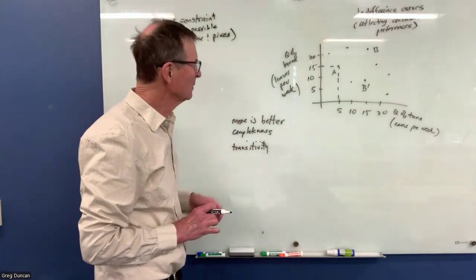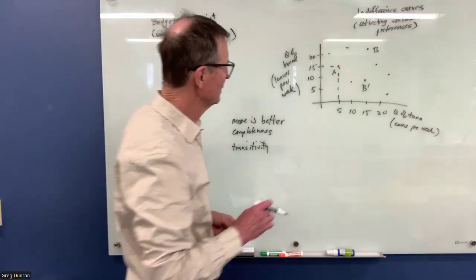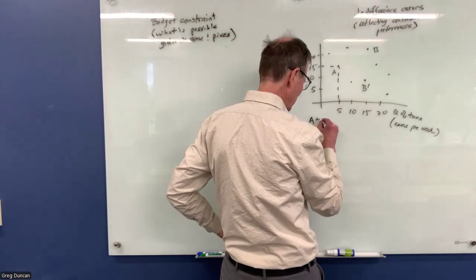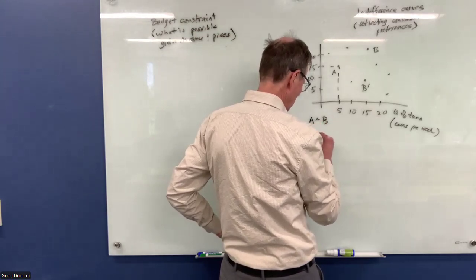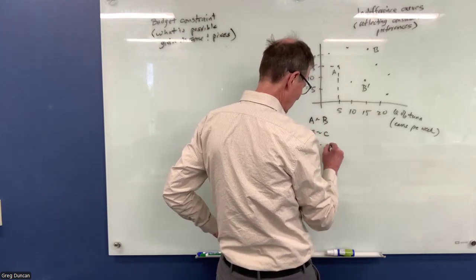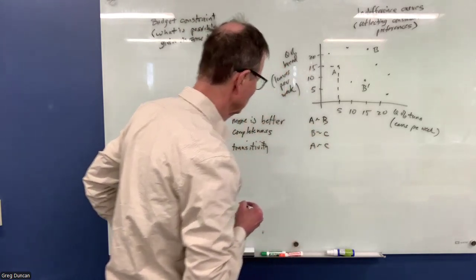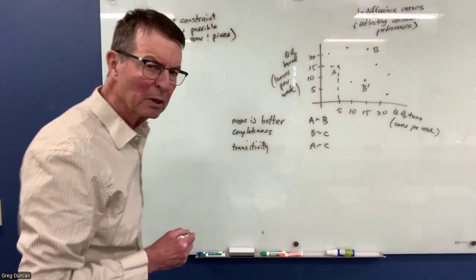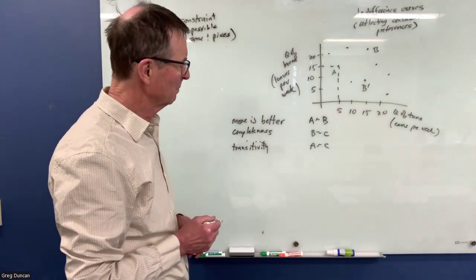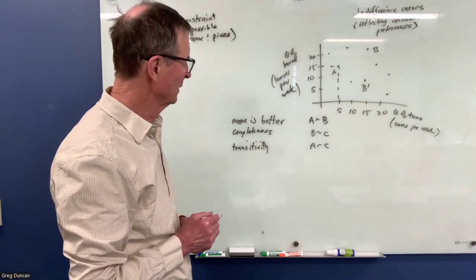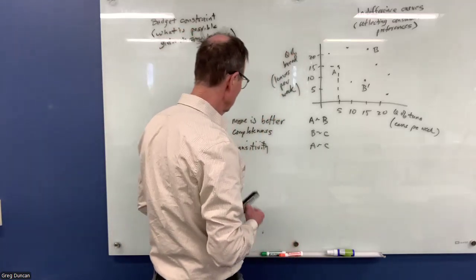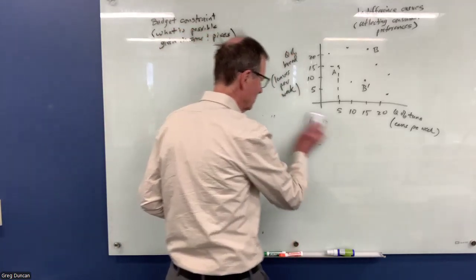That's completeness. And then transitivity is that if A is preferred to B and B is preferred to C, then A is preferred to C. It's a reasonable kind of assumption, and we'll invoke it on a couple of occasions. So let's keep going here. We've got these assumptions.